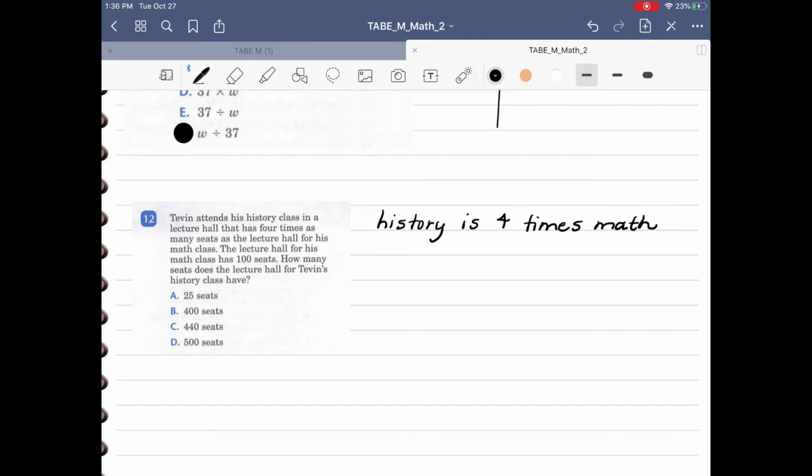The lecture hall for his math class has 100 seats. How many seats does the lecture hall for Tevin's history class have? Well, history is 4 times 100. So history is 400. And that is B. We didn't have to solve an equation. We really are solving an equation. It looks like this.